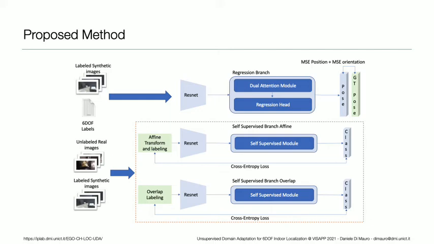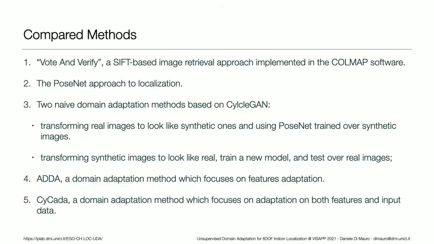The self-supervised branch introduces an auxiliary task which can be performed on both domains simultaneously, encouraging the learned features to be consistent across domains. We considered 2 different self-supervised tasks: the classification of an affine transformation applied to the image and the detection of the presence of an overlap between a pair of images.